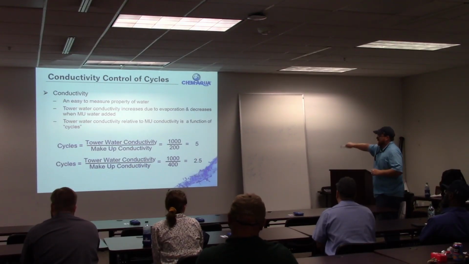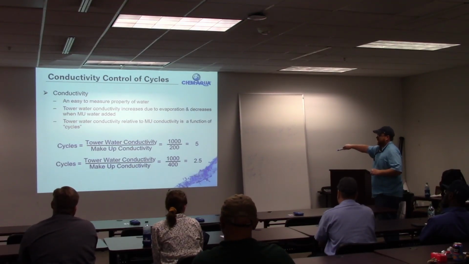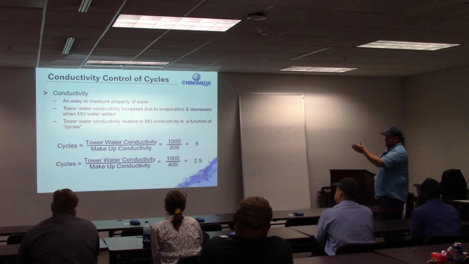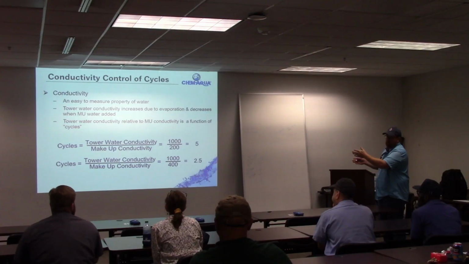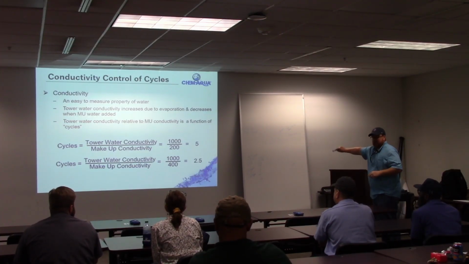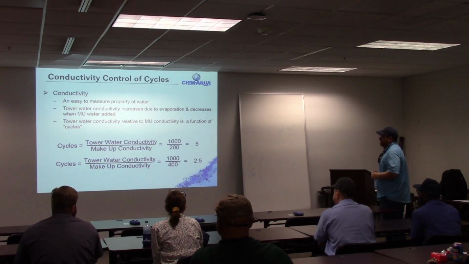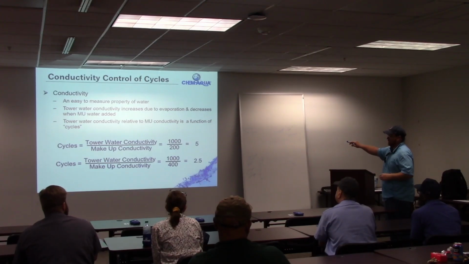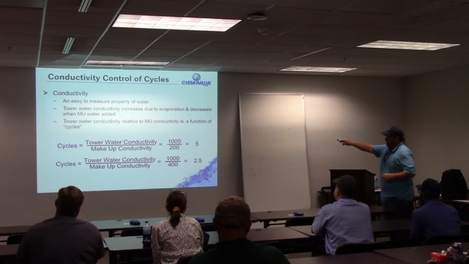So we kind of got in-depth here on cycles and how all that is calculated, but the really simple version of it is whatever your tower conductivity is divided by your makeup conductivity, that's how many cycles you're running. This is just to illustrate what's actually happening, right? But that's how the calculation is done. And it's linear with the amount of dissolved solids as well. So like if your tower conductivity is 1,000 and your makeup conductivity is 200, that's 5 cycles.